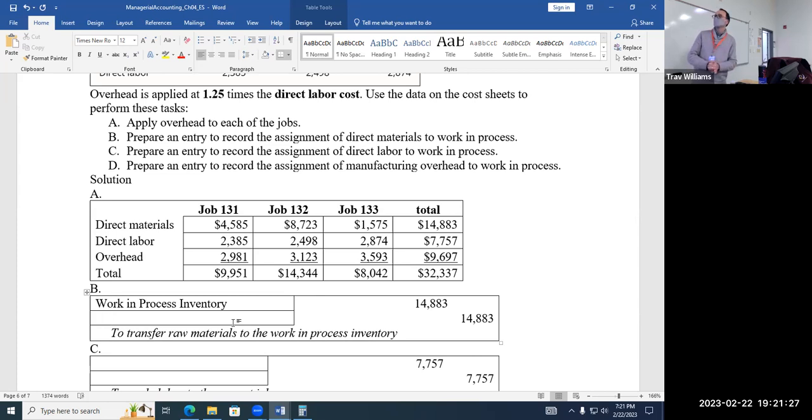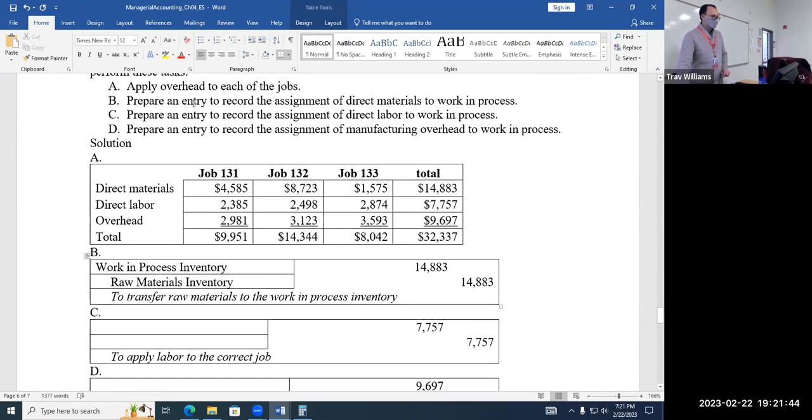Again, oftentimes you can find a clue in the note. Yeah, so this would be the raw materials inventory account. For C, we're transferring direct labor into work in process. It's coming out, well, it's going into work in process inventory. They're probably calling this factory wages payable. We'll confirm all of this.